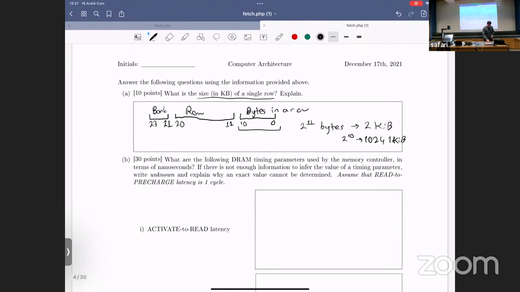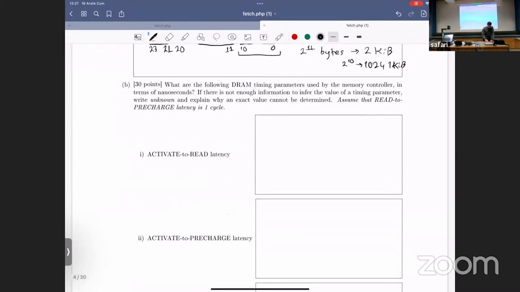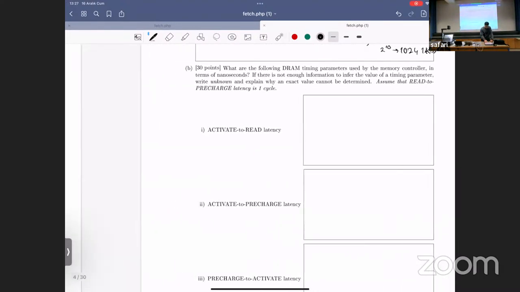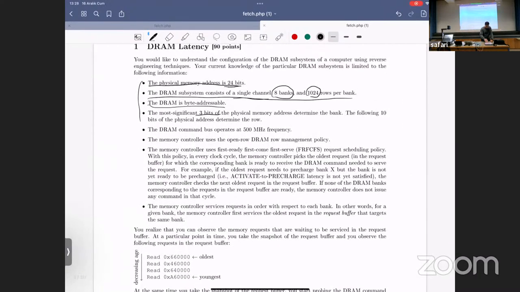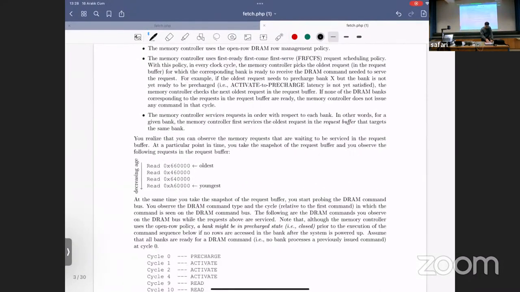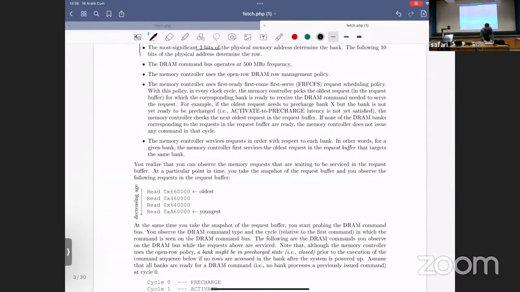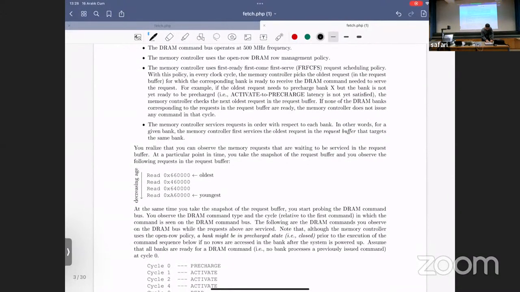The second question asks, if you can determine them, what are the DRAM parameters in these 3 bullets? The question asks for these timing parameters in nanoseconds. To solve this question, we need to revisit all the bullets and the requests that we executed. I'll start by decoding the addresses of the read requests into bank and row bits.